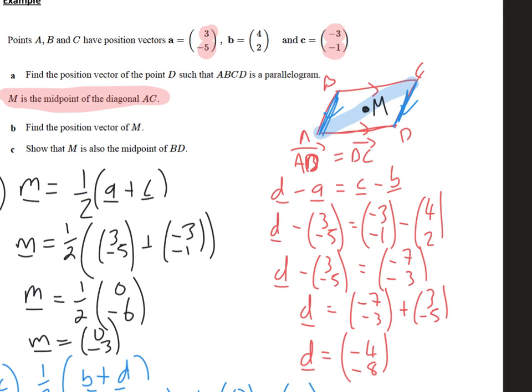So what we've proven is the diagonals bisect each other. They cut each other in half. So the diagonals of a parallelogram bisect each other. That's a fact you probably knew from GCSE, and we just used vectors to prove it in this specific case.